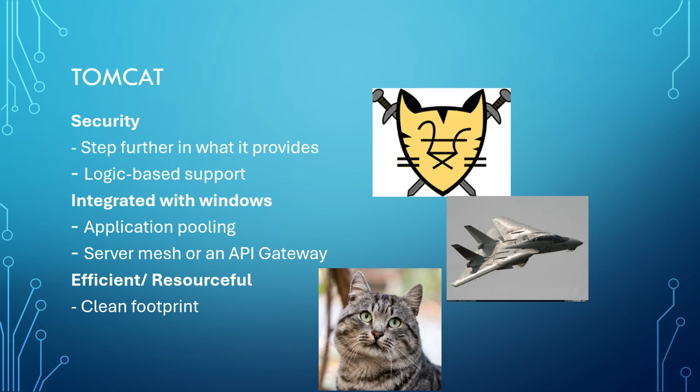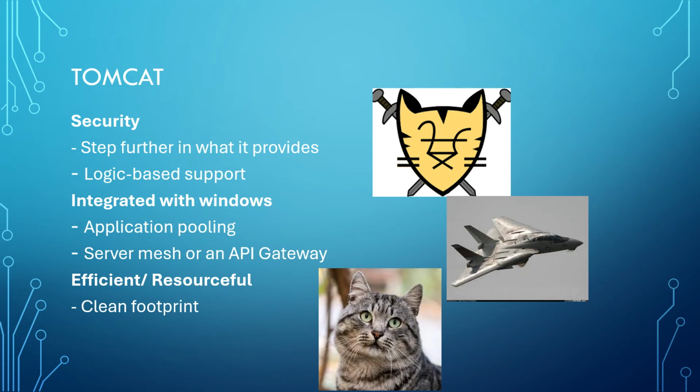It's integrated with Windows. Tomcat supports AppArmor, providing additional security features like Windows IIS with application pooling. So it's similar to how Windows approaches it with the application pooling. But unlike IIS, Tomcat can provide a server mesh or an API gateway that can enforce the rules as well.